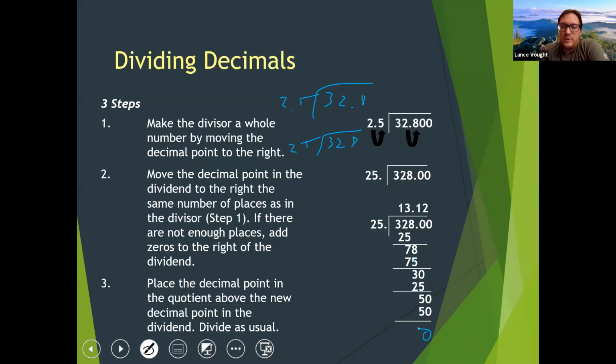So 13.12 is your answer. So how did I get 13.12? Because you've got to remember that we borrowed. So then your decimal point goes here, and then you add the two numbers after the fact.